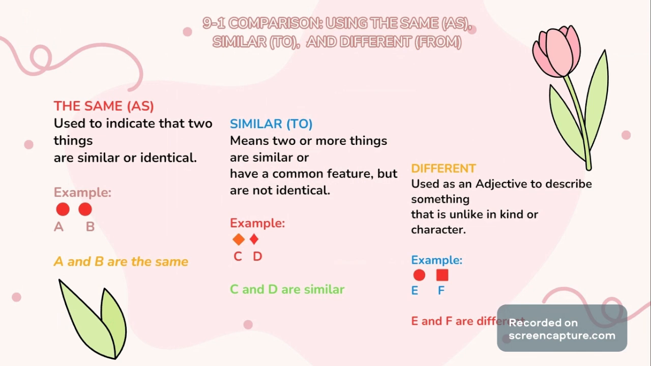And next, similar to means two or more things are similar or have a common feature, but are not identical. Example, C and D. C and D are similar, but are not identical. So the sentence is C and D are similar, not the same. And different from is used as an adjective to describe something that is unlike in kind or character. Example, E and F. There is no identical and similar. It's different. So the sentence is E and F are different.